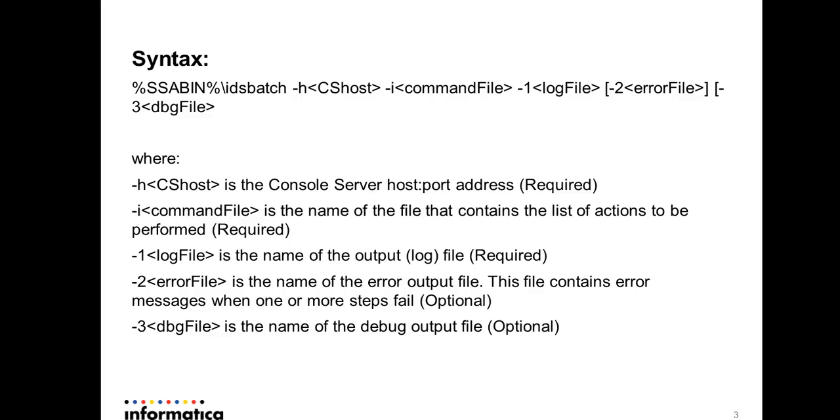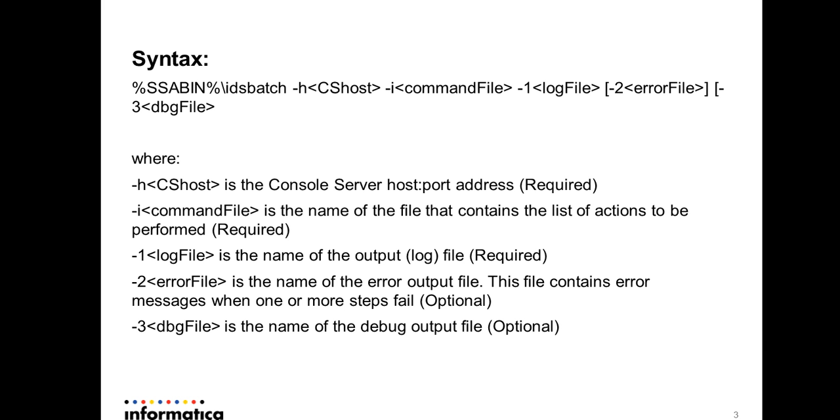It has various parameters like the -h parameter, which specifies the console server host and port, the -i parameter, which specifies the name of the file which contains the actions which are to be performed by the idsbatch, the -1 parameter, which specifies the log file, -2 for the error file, -3 for the debug file. The -2 and -3 parameters are optional parameters.